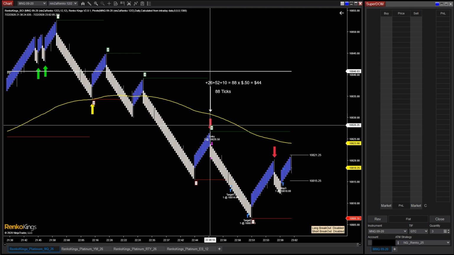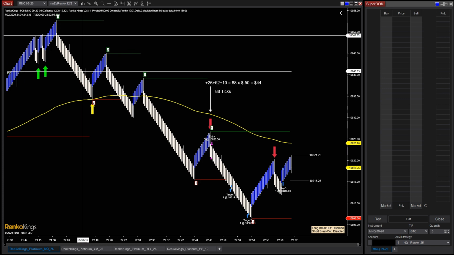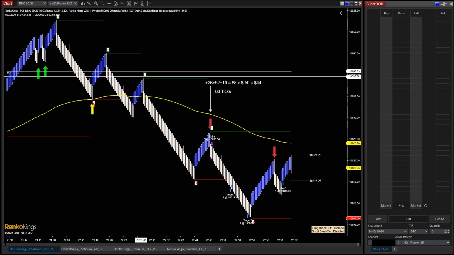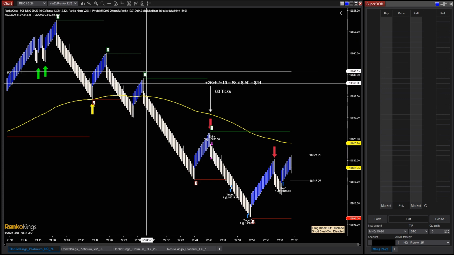Okay, and again, we only have 3 setups to learn. Okay, this setup was based off of stair stepping. 1, 2, 3. Okay, so we have stair stepping. We have Renko Kings double bottoms and double tops. And the third one is Renko Kings breakouts. Okay, those are the only 3 setups that you have to learn.